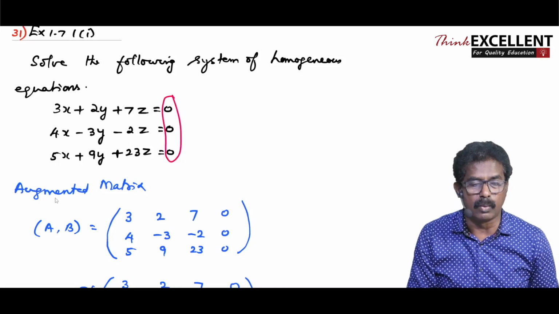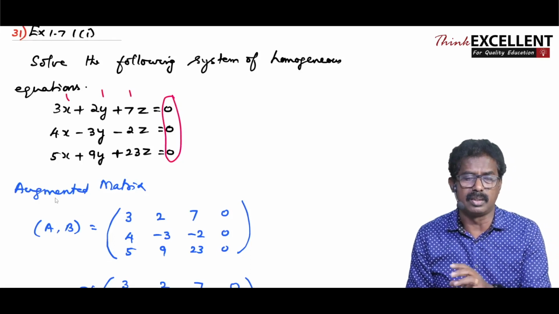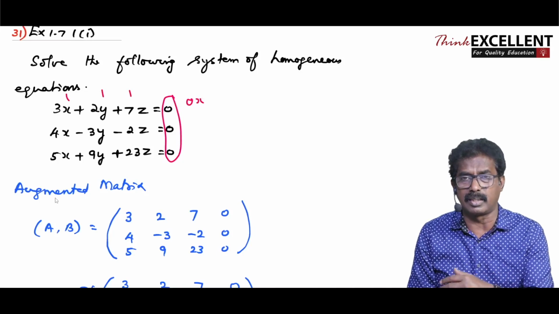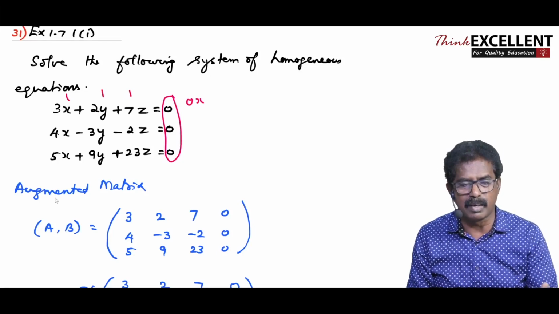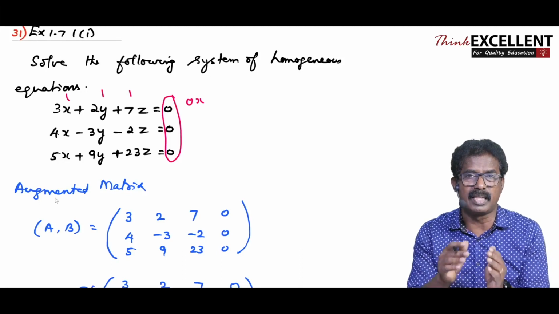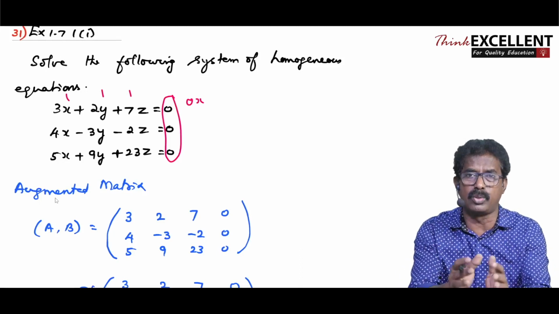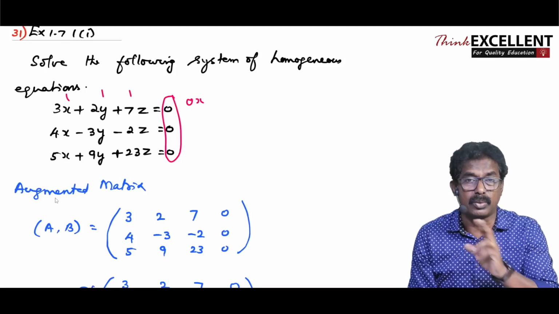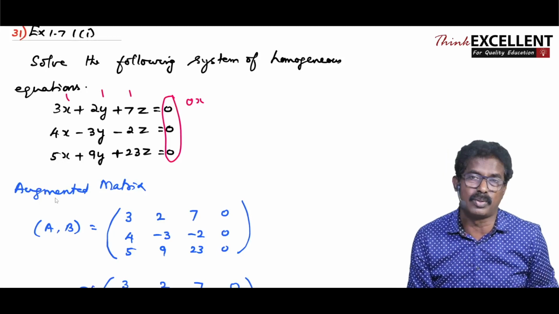Degree same, 1, 1, 1, 0. 0 can be written as 0 in x. You can take it as even 1. So degrees are same, so it's a homogeneous system. Always consistent. Here, in the inconsistent case, it has a solution. But the only thing is whether it has a unique solution or an infinite number of solutions.